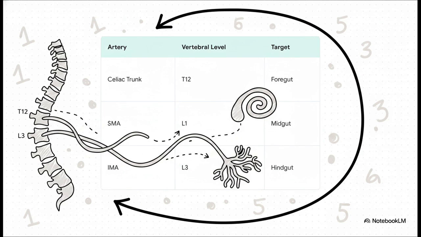The superior mesenteric artery, or SMA, for the midgut comes off right below it at L1. And the inferior mesenteric artery, or IMA, for the hindgut drops all the way down to emerge at L3. T12, L1, L3. Lock that into your brain right now. It is a structural guarantee for exam success.